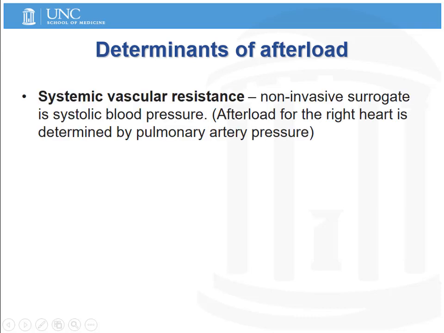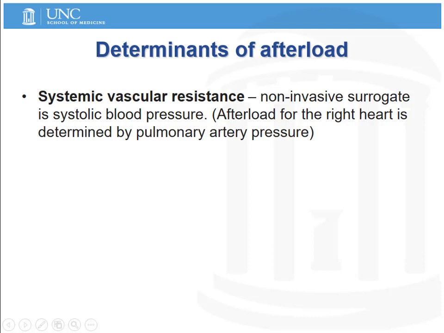As we said before, afterload can be considered to be proportional to the systemic vascular resistance. That systemic vascular resistance is the total resistance in the entire systemic vascular system, and it's a major determinant of aortic pressure and therefore the afterload of the left heart. The systemic vascular resistance can be estimated by the systolic blood pressure, and vasoconstriction would increase the systemic vascular resistance and therefore the afterload, while vasodilation would decrease that resistance and the afterload.